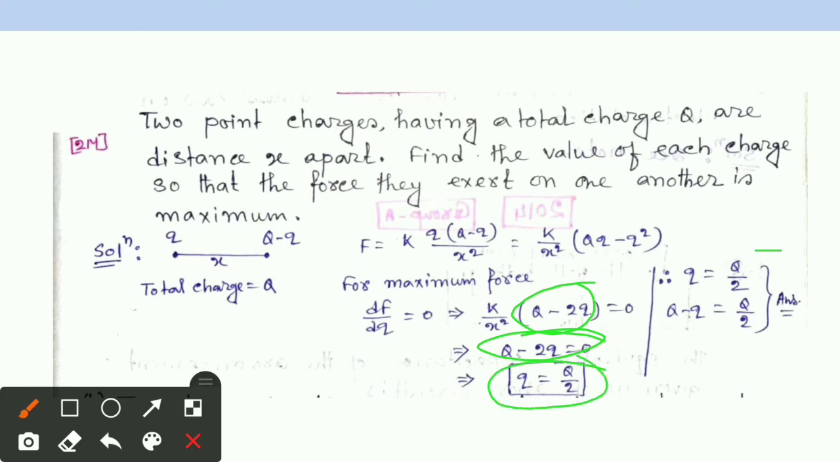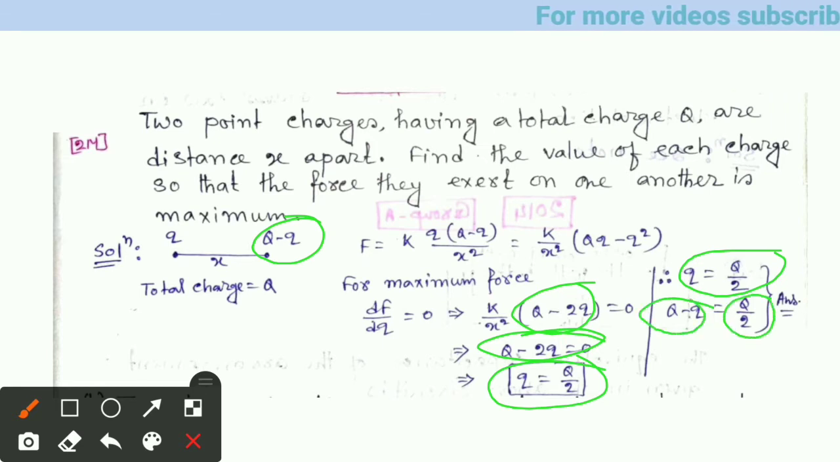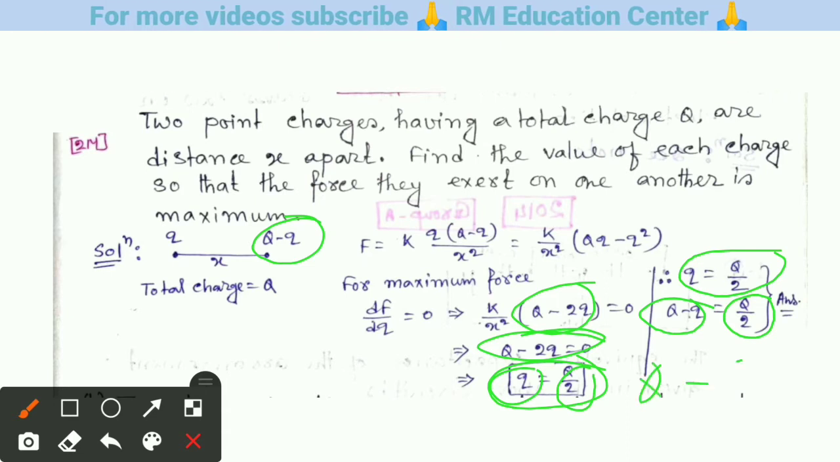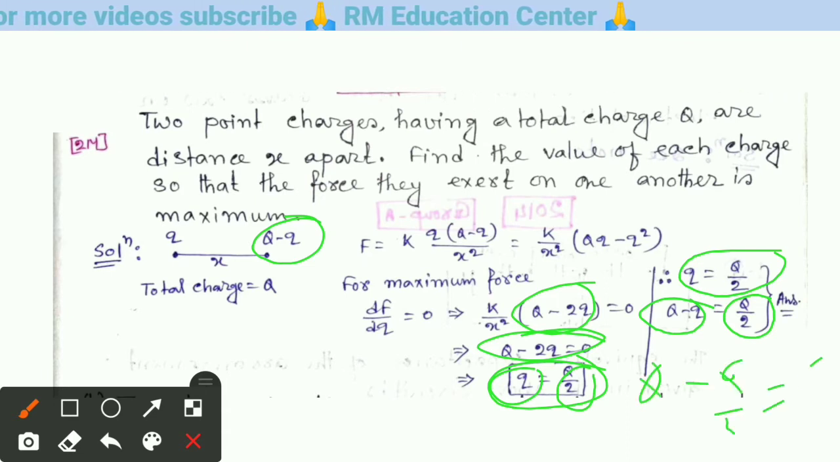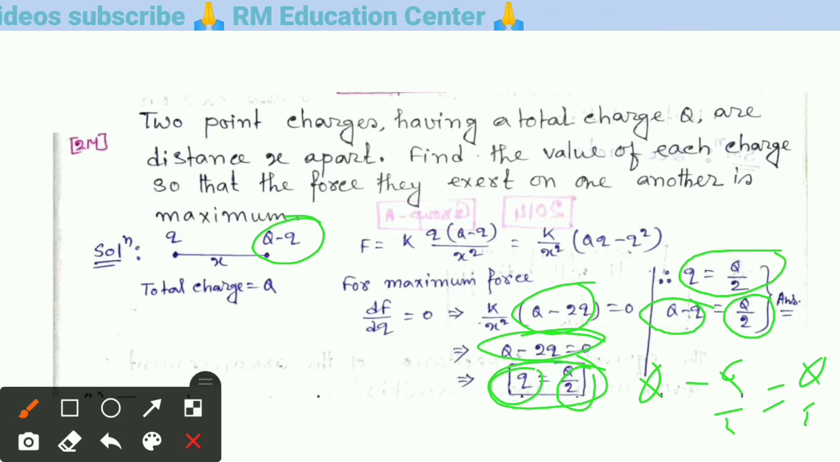Now small q equals capital Q by 2, and the other charge is Q minus q. So Q minus q is also Q by 2, because small q equals capital Q by 2. So Q minus Q by 2 is also equal to Q by 2. So this is our answer.